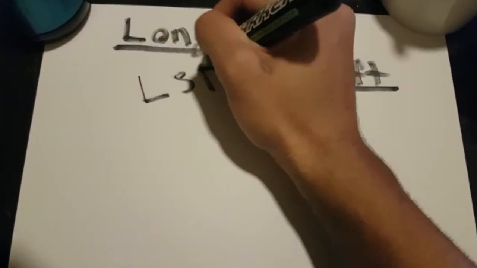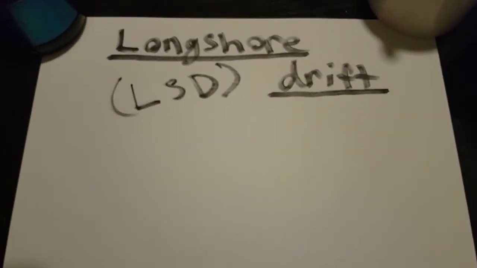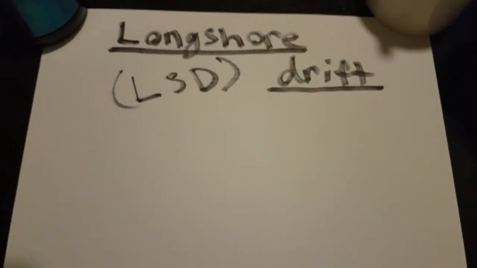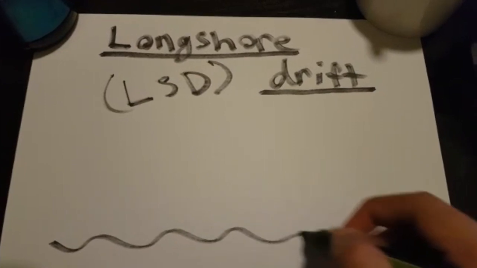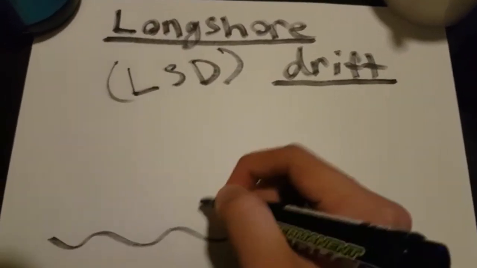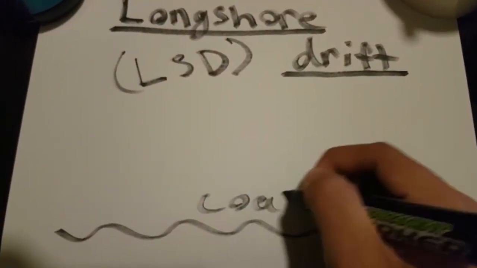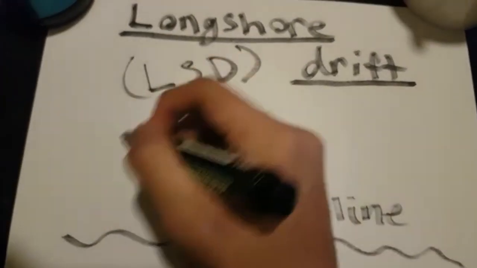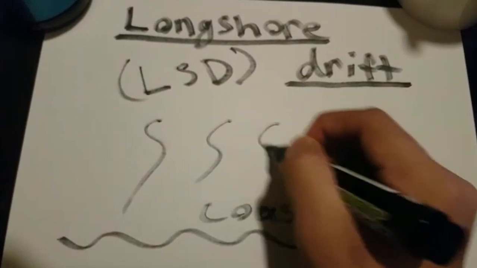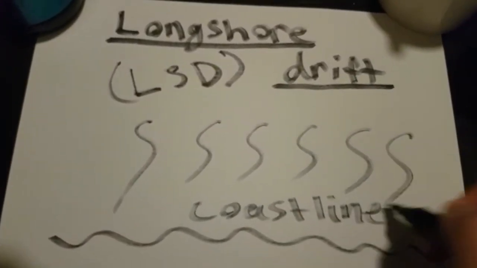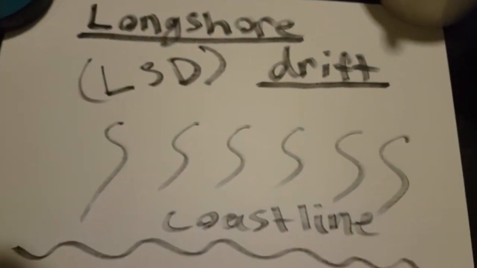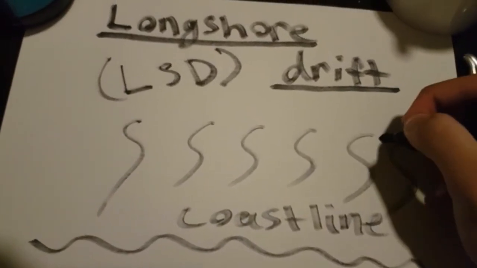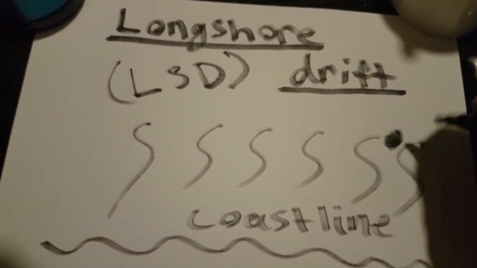Longshore drift, or LSD abbreviated, also called littoral drift, is basically how sediment is moved down a coastline. So if we imagine that this here is our coastline, it's just coastline. And then here we have the water of the ocean. So how sediment is moved is it starts off right here in the ocean.